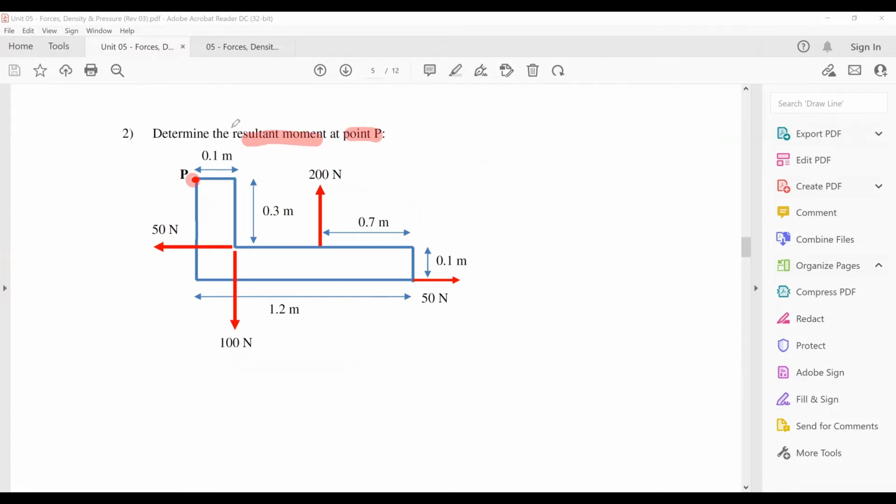The question here is asking you to find the resultant moment at point P. P here is your pivot. They want you to find the moment caused by all these forces. There are in total 4 different forces. What's the resultant moment about point P? So let's just go through this one by one.